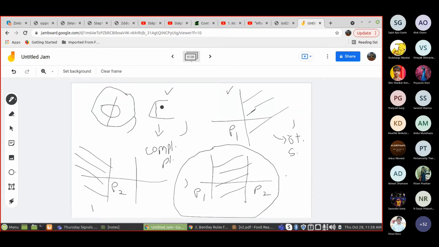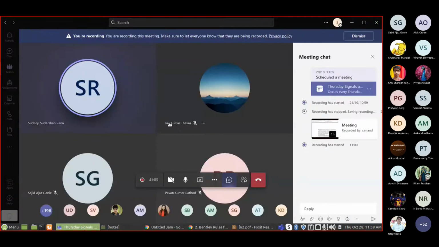Sir, for a causal system, why is the ROC to the right of the pole? Sorry, can you repeat? I could not hear that. Sir, am I audible now? Yeah, a little faintly, but I can hear you. Please go ahead. Yes, sir. I am asking, for a causal system, why is the ROC to the right of the pole? Is it a condition or have we derived it?